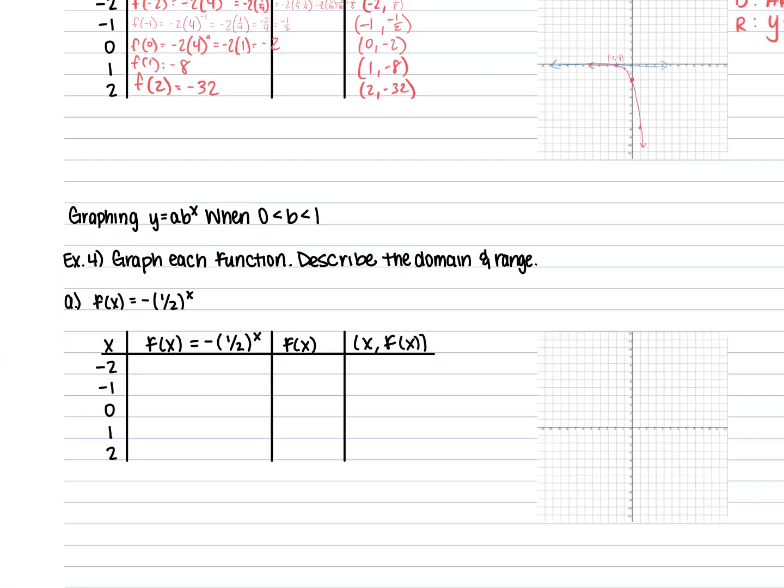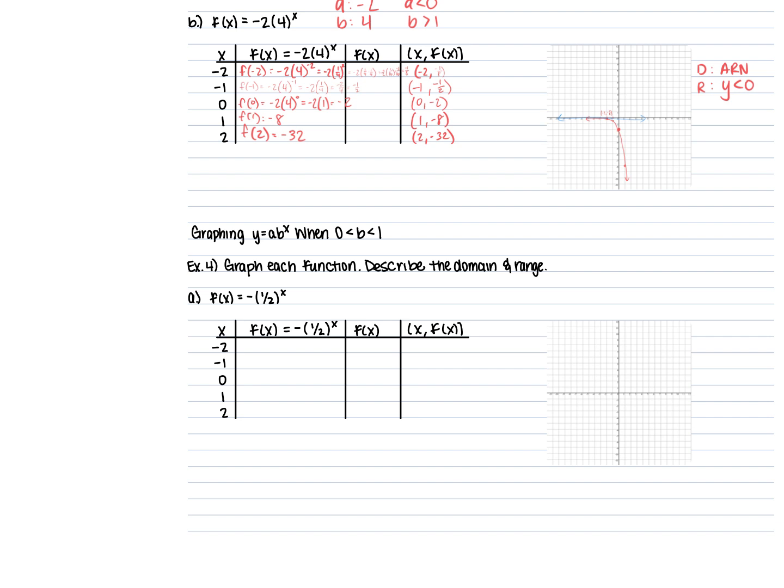All right. The next example is we're going to do one where we have a fraction as our b value. Okay? So please, guys, up at the top where it says graphing, highlight that b values are going to be between 0 and 1.